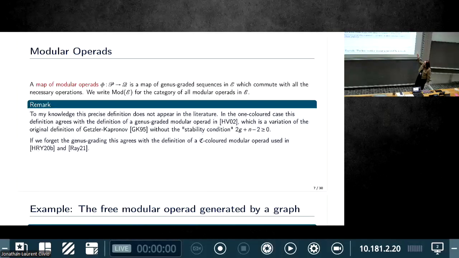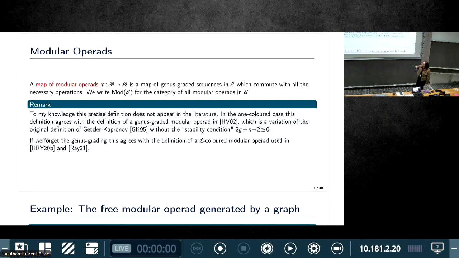In the one colored case, you often see genus graded modular operads. So I've given a link to a paper by Hinich and Weintraub, which also has all the axioms for associativity, equivariance, and unitality in the genus graded case.